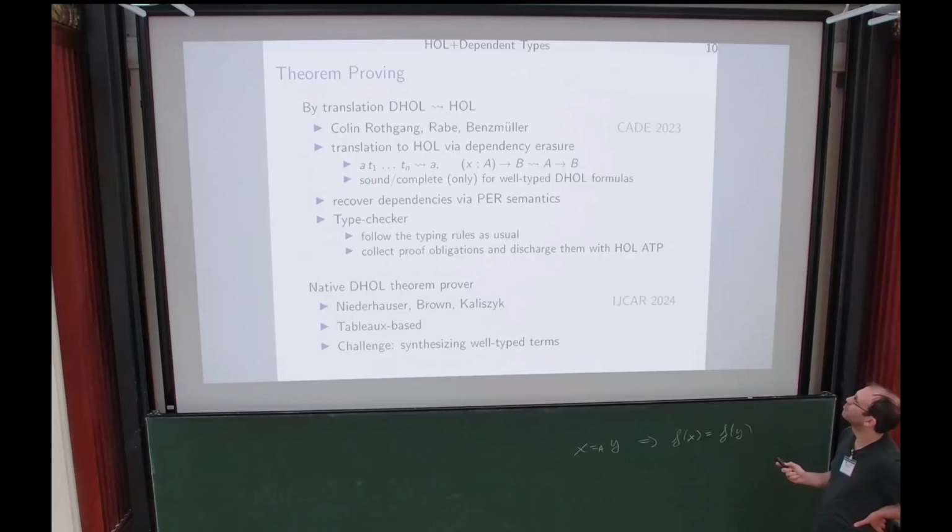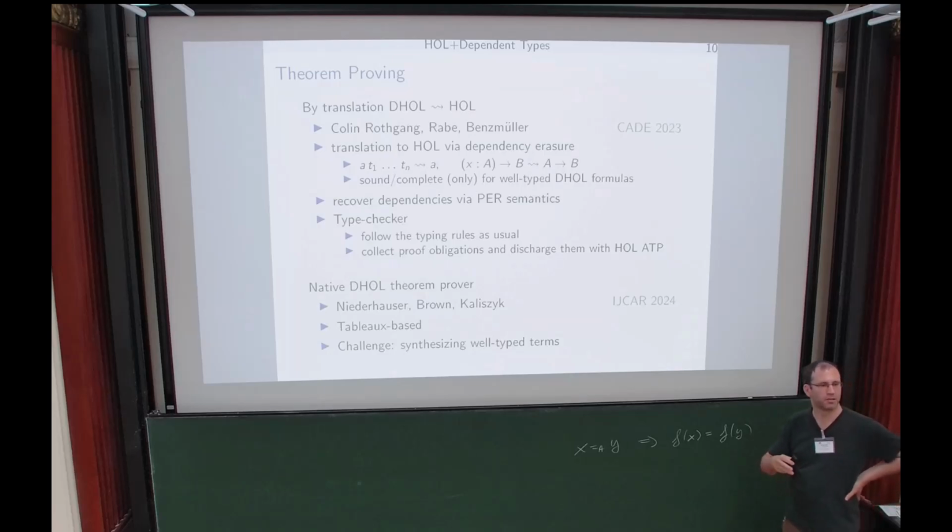And that's the part that took Colin 1 year. That's surprising because this dependency erasure is a well-known technique, but it turns out when you have classical Booleans around and you want to map the classical booleans of D-hole to the classical booleans of HOL, then the standard dependency erasure translation is suddenly a lot harder.